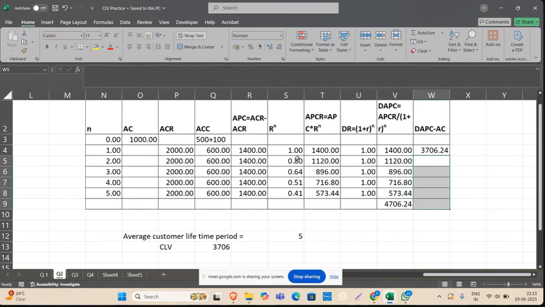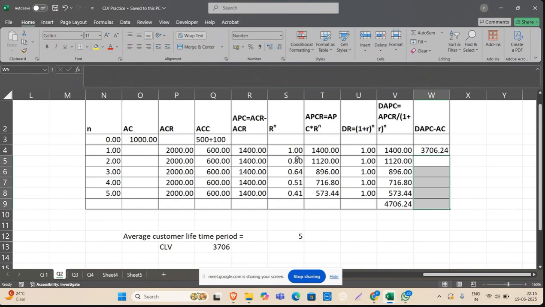Okay, so then you have to calculate the APCR. So that is APC into the retention rate: 1,400 into 1, 1,400 into 0.80, 1,400 into 0.64, like that. And then calculate the discounted rate.